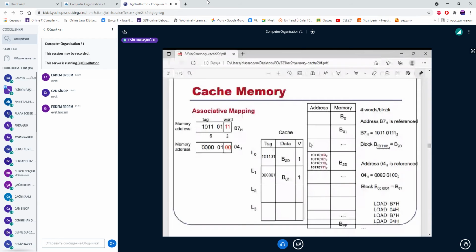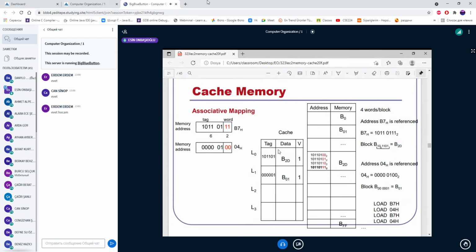Now, let's take the same example. Now, associative mapping. Here, we don't have a line field because a block can be mapped to anywhere in the cache. First, the CPU wants to access ED7, which is in block 2D. So, take it into the cache. Let's assume that the cache is empty. So, place it in line 0.